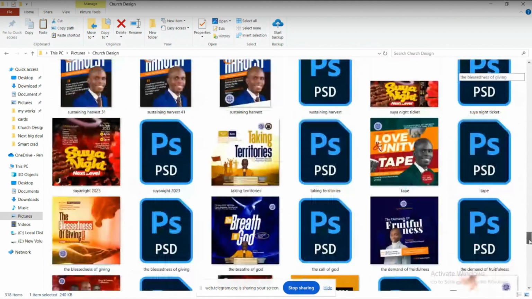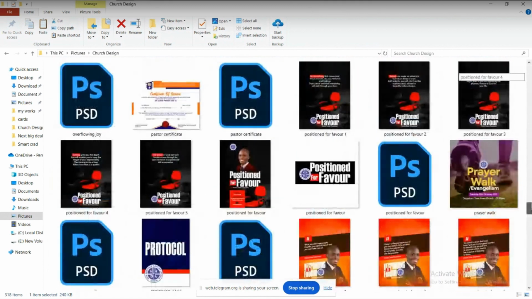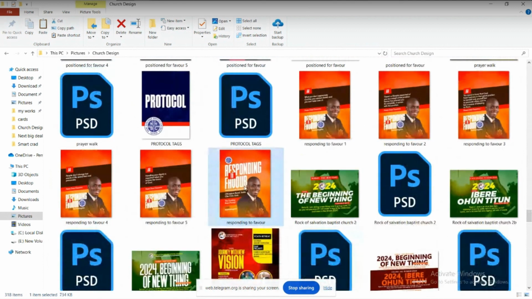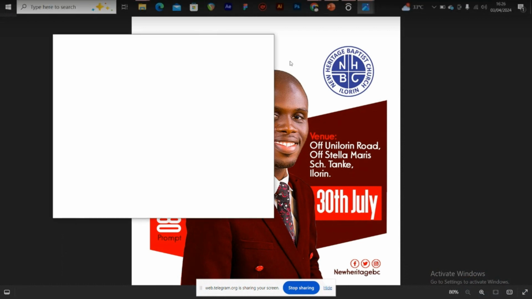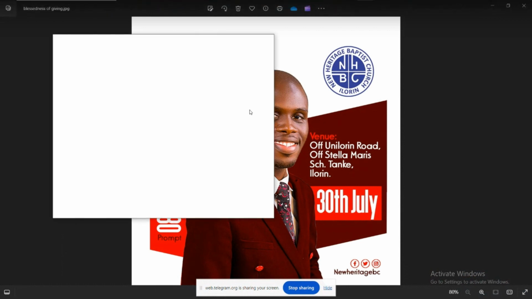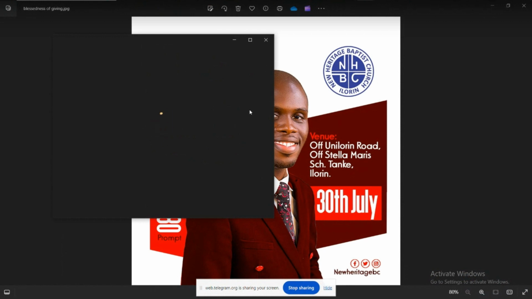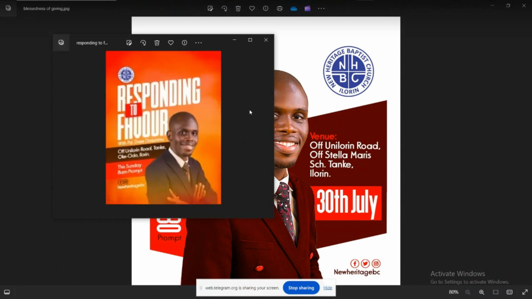I so much love that design. Where is it? Where are you? Yes, this is it. Now, you see the difference between this one, the blessedness of giving, and the one I'm about to show you. It is very different. Let's believe that you are just the viewer. You can pick the one that appeals to you, the one that you will pay for.